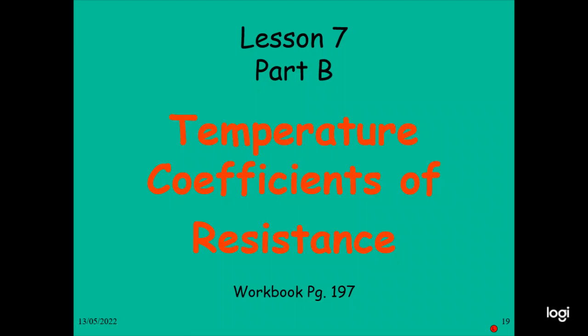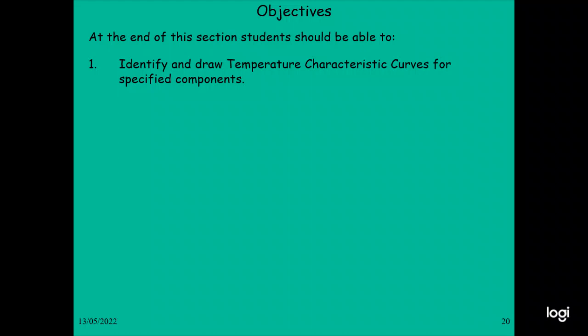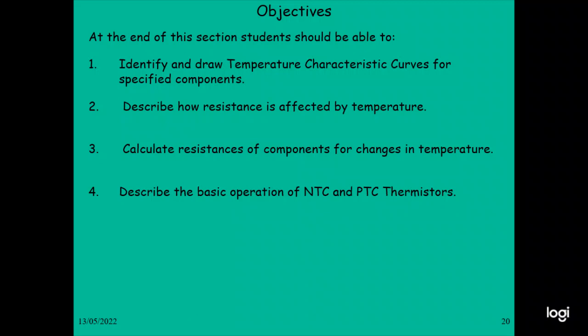The next one is the temperature coefficient of resistance. By the end of this session, students should be able to identify the low temperature characteristic for the specified component, describe the resistance affected by the temperature, calculate the resistance of a component for a change in temperature, describe the basic operation of NTC and PTC thermistor, and identify the standard drawing symbol for the specific component.